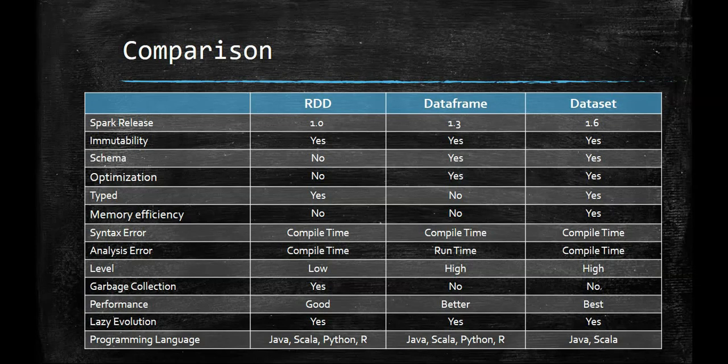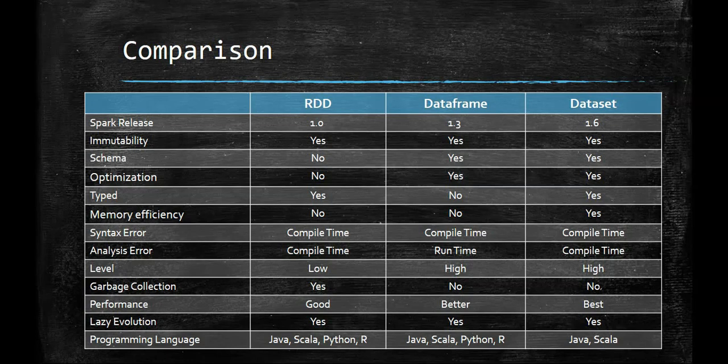The next comes the syntax error. If there is any syntactical error in your code, you get to know during compile time in all three: RDD, data frame, and data set. But when it comes to analysis error, as I just mentioned, if you are trying to access a column which doesn't exist in the table or your schema, you get the compile time error in case of RDD and in case of data set.